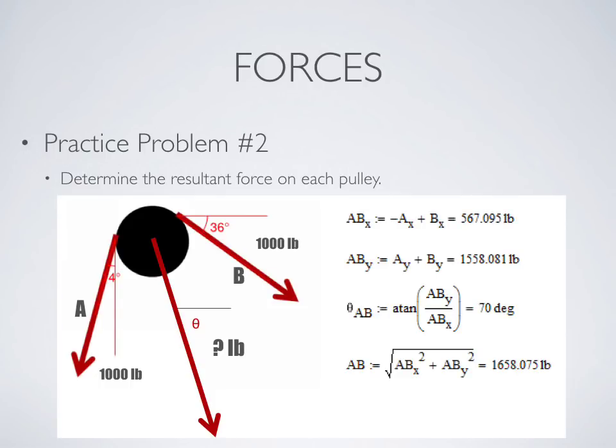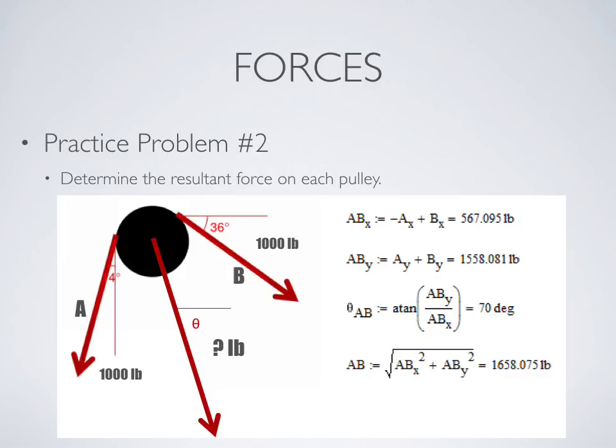If we look at the pulley on the left, we have ABX and ABY. That is what we're calling the resultant. AX points to the left, so it's negative. BX points to the right, so it's positive. Now, those are both in the X direction. They have the same point of application, which ends up being the center of the pulley. They have the same direction, both in the x direction, so they can be added together simply. We have minus AX plus BX, we get a total of 567.